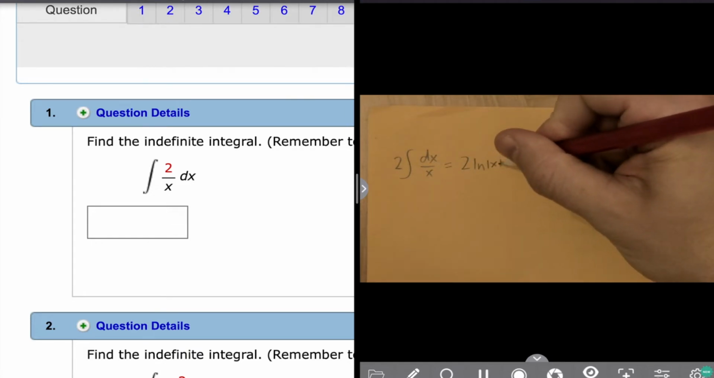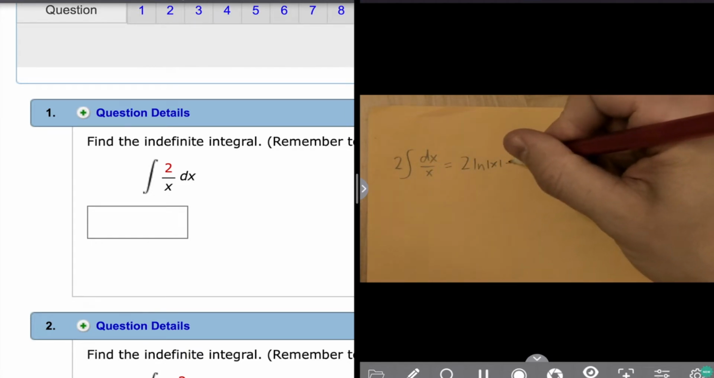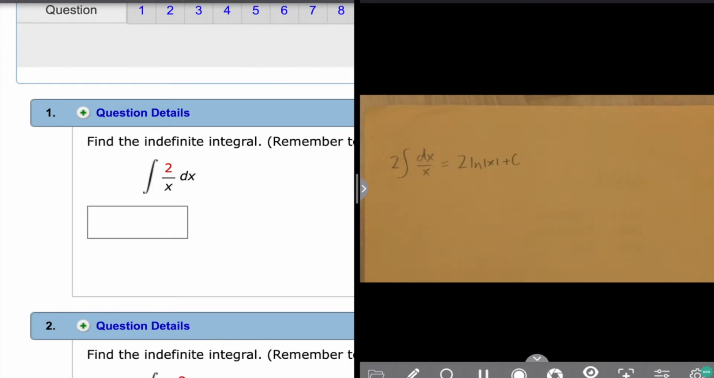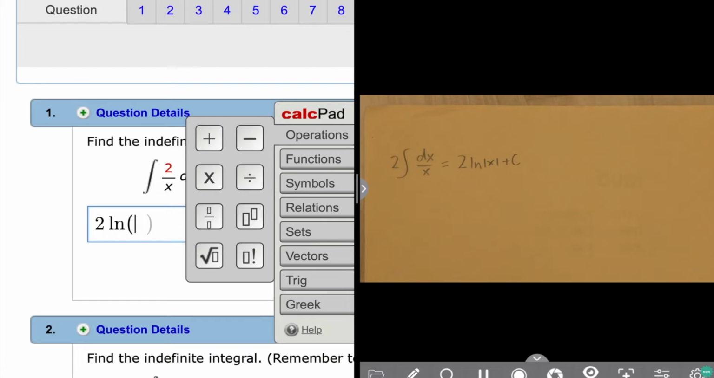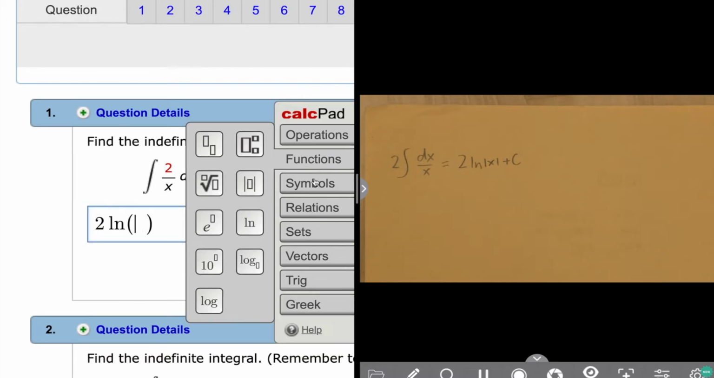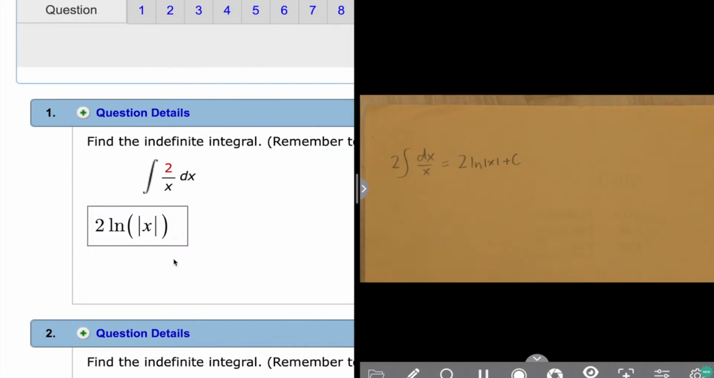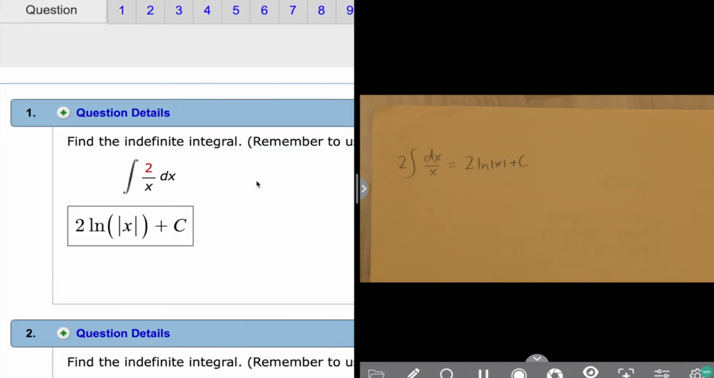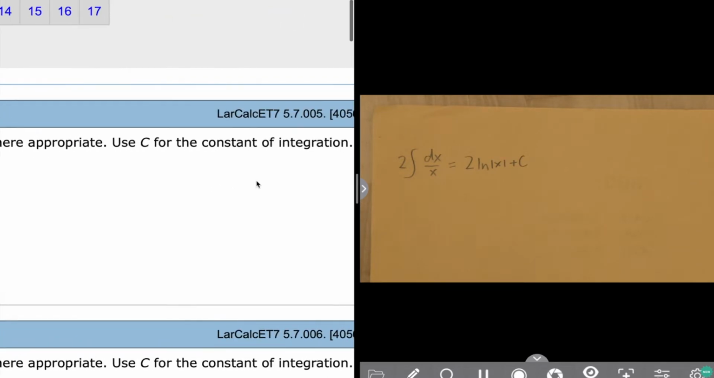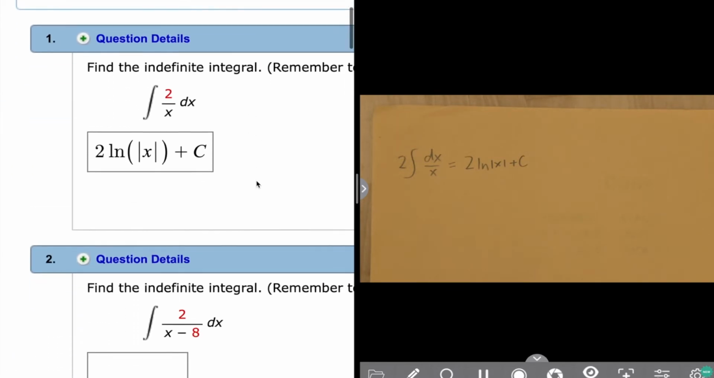We need to make sure that the inside algebra is nested inside of absolute values. So that would be our first integral, 2 ln of absolute value x, and don't forget your plus c. All right, and they give you the reminder to use absolute value when appropriate.